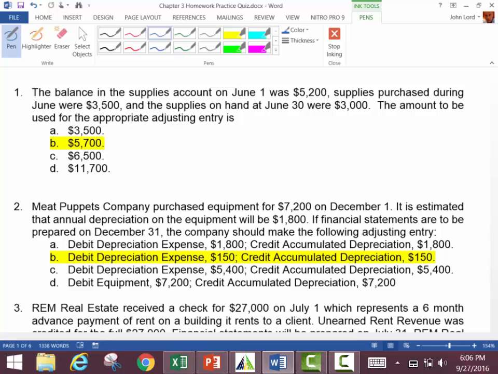All right, so you want to go ahead and try this one and talk us through what you're doing. Let's look at this question. The balance in the supplies account on June 1st was $5,200. So why don't you show me what that would look like in the T account if it was $5,200 with the beginning balance.